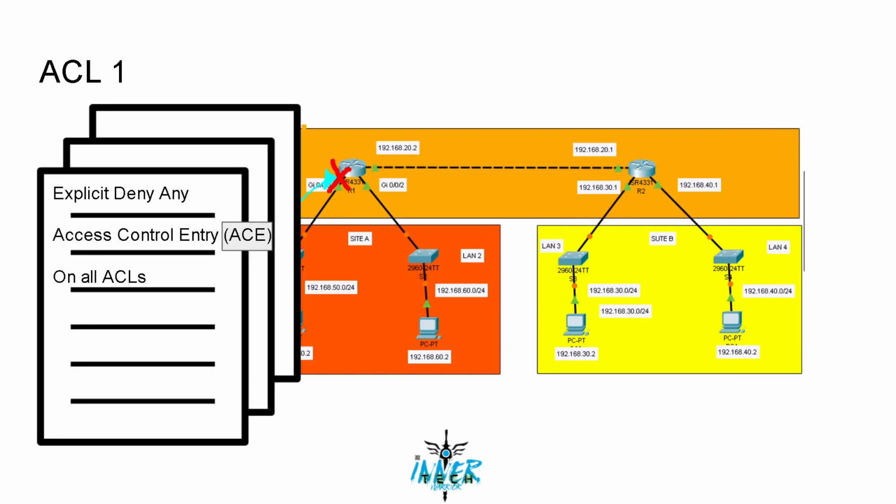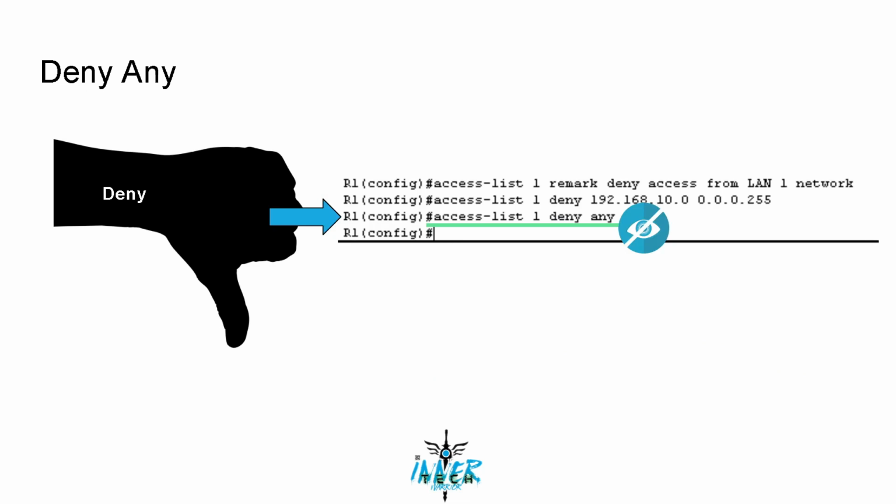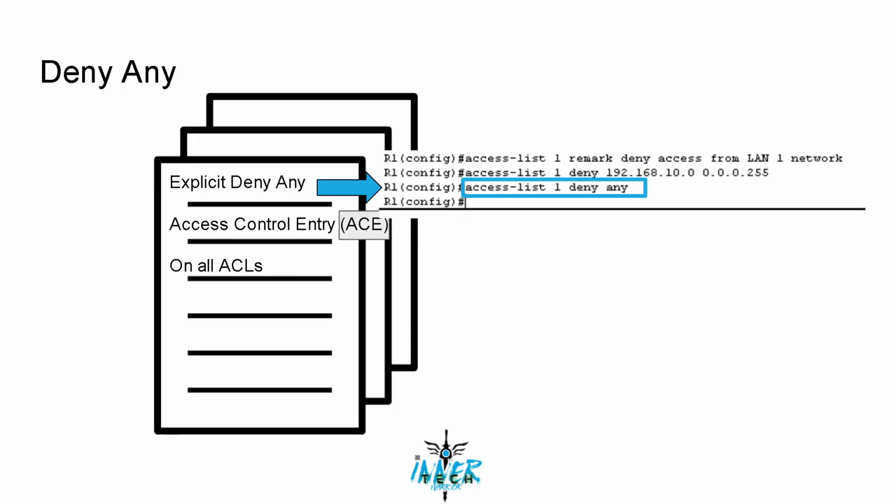The security policy management has told us about also states that an explicit deny any access control entry, or ACE, should be present on all of our ACLs. What do they mean by an explicit deny any? Well, the deny any command is always the last line of an ACL, even if it doesn't show up as one of the command lines. It's invisible, it's implicit. But our company policy says we need to explicitly show that deny any command, so we have to type it in.